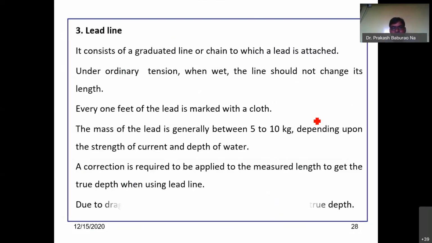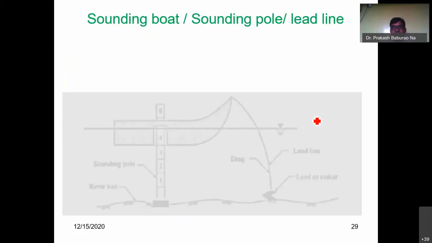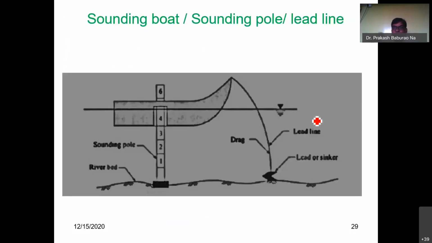Then the lead line, where the weight is placed at one end. And you know the proper operations, how it is carried out. This is the sounding well, which is a boat. By sailing the boat along the range line, and as per the location of the sounding point, you have to fix the boat and carry out the work to measure the depth of the water. See, this is a lead line. It's one of the samples of how this activity is carried out.